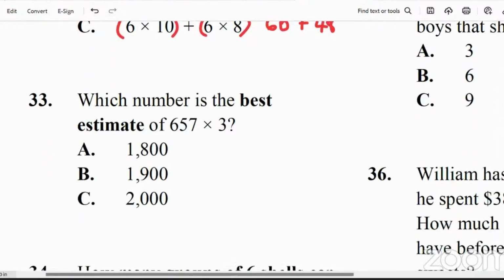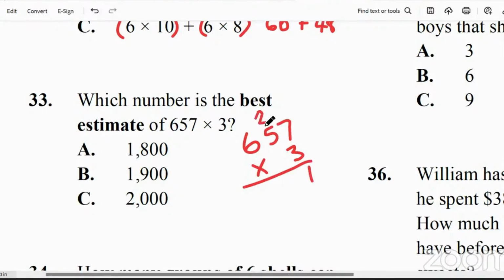All right, question 33. Which number is the best estimate of 657 times 3? All right, so these numbers are super close, so I would not leave it to chance with an estimate. We simply need to go ahead and do our multiplication because the numbers are very close. You could make mistakes. So just to be safe, let's go ahead and multiply, then we can see what's the estimate. 3 times 7, that's 21.